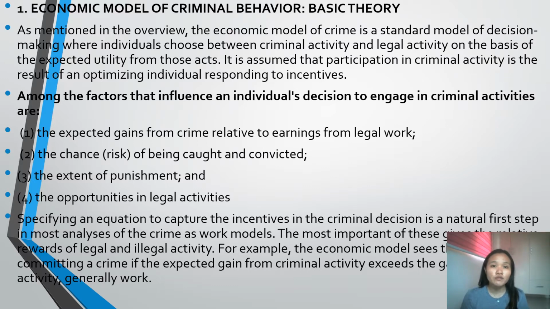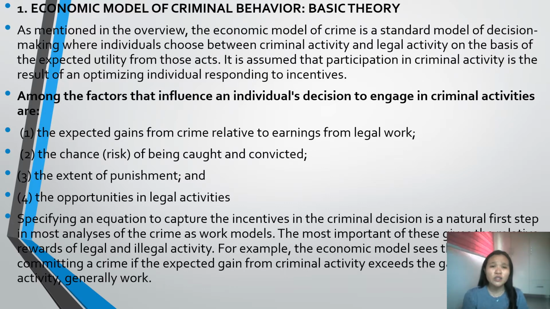As mentioned in the overview, the economic model of crime is a standard model of decision making where individuals choose between criminal activity and legal activity. So, dito sa economic model of crime, nandito yung decision making. Ayan yung kailangan nilang pumili kung gagawa ba sila ng criminal activity or gagawa sila ng legal activity. Tama, hindi illegal. On the basis of the expected utility from those acts, it is assumed that participation in criminal activity is the result of an optimizing individual corresponding to incentives.